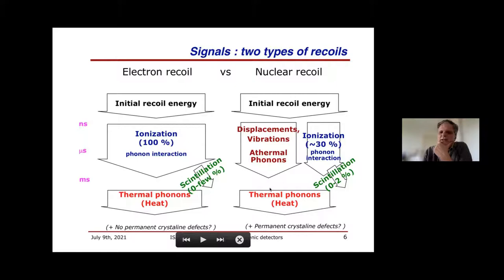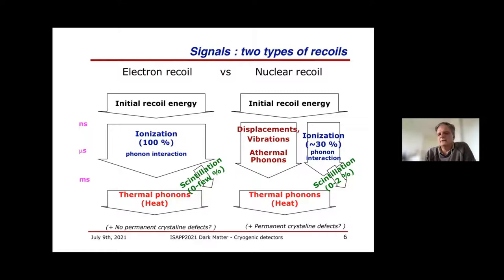And these, again, you will start with high energy phonons, low energy phonons, and then eventually everything thermalizes. But one basic difference that can be seen is that the fraction of ionization that a nuclear recoil will produce is typically 10 to 20 to 30% that of an electron recoil of equal energy. So this is already a way to identify what kind of recoil you have in your detector.